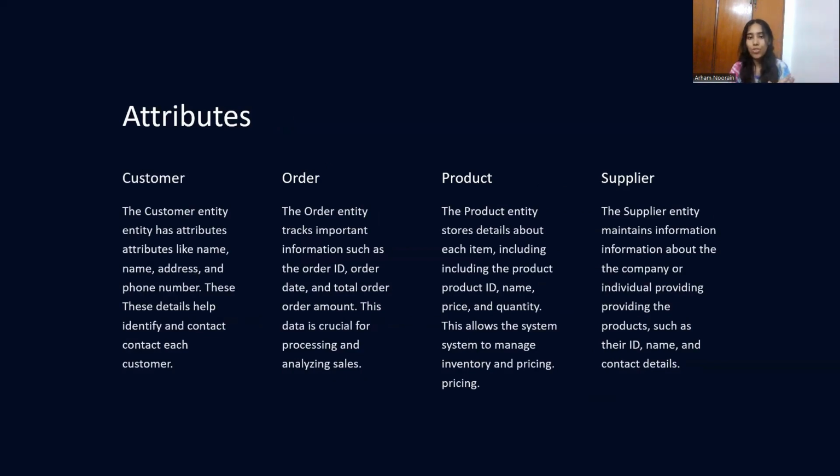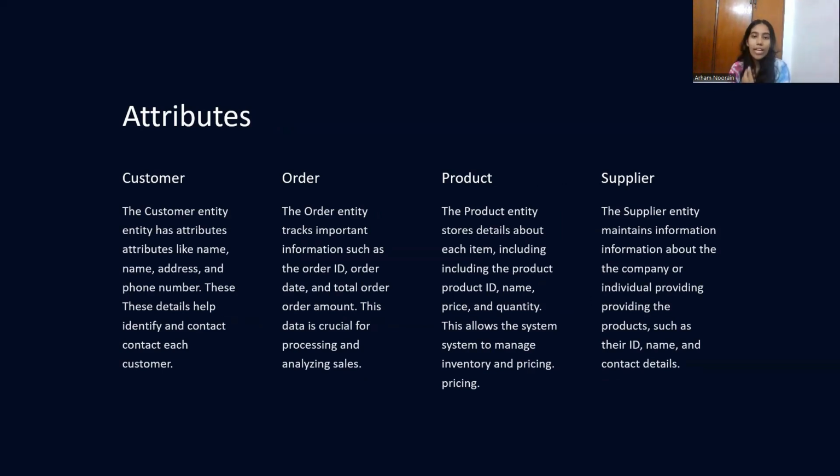What are attributes? There are four entities with attributes: customer, order, product, and supplier. The customer is the one that orders the product. The customer entity has attributes like name, address, and phone number, which provide details that help to identify and contact each customer. What is the order? The order entity tracks important information such as the order ID, the total order, and the order amount. This data is crucial for processing and analyzing sales.